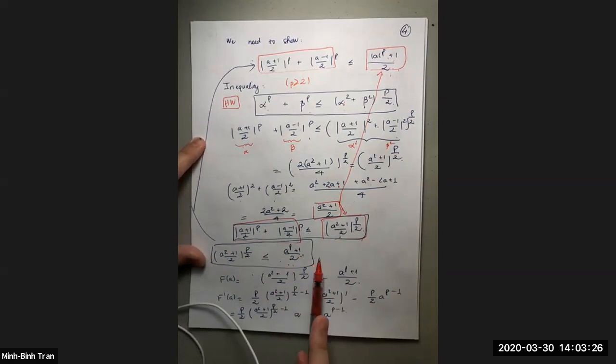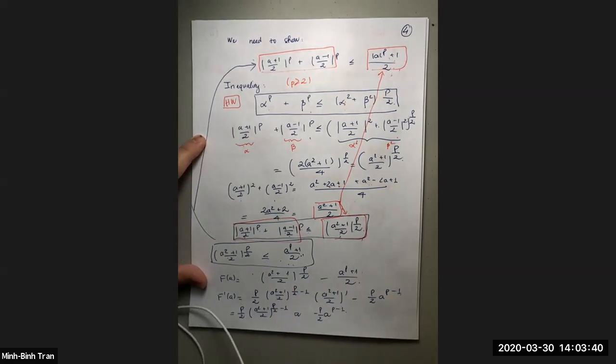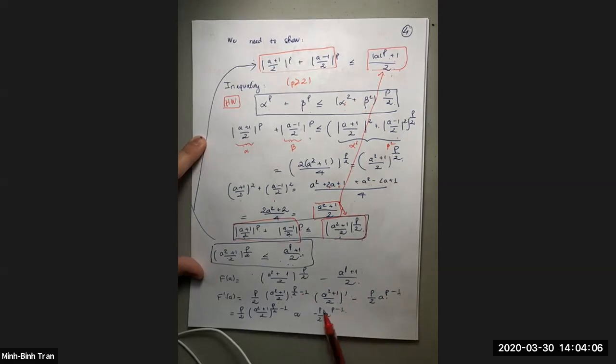Now, to show this inequality, I'm going to consider this function. All right, so in the previous class, we were trying to do this, and we were thinking that this is a monotone function, but no, let us do the computation, right? So what is the derivative of this function? So f'(a) will be p/2 times (a^2 + 1/2)^(p/2 - 1), and then you take the derivative of the guy inside, which is (a^2 + 1/2)'. The derivative of a^p + 1/2 is going to be p/2 a^(p-1). So the derivative of a^2 + 1/2 is a.